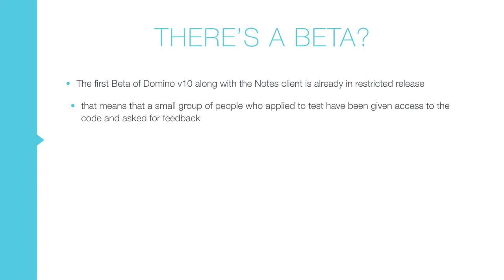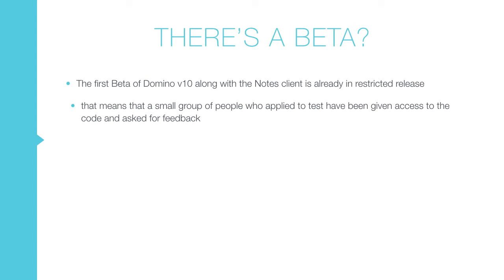For those of you that don't know, there is a beta out for Domino 10 and Notes Client 10. The first beta came out about 10 days ago in restricted release. That means a small group of people who applied to test have been given access to the code and asked for feedback. The reason companies tend to do this restricted release first is to cut through the first layer of issues before it goes on wider release.